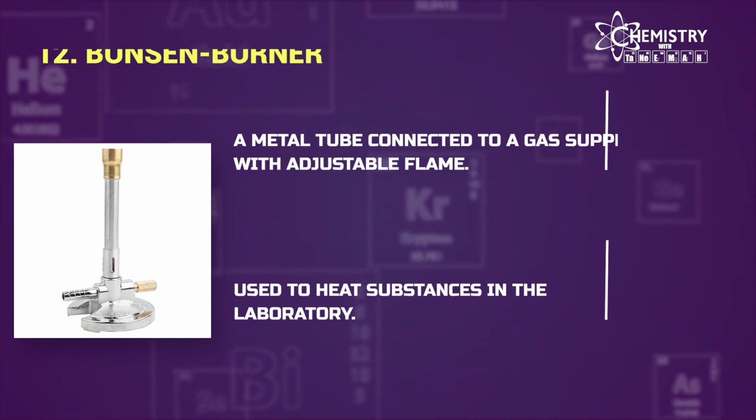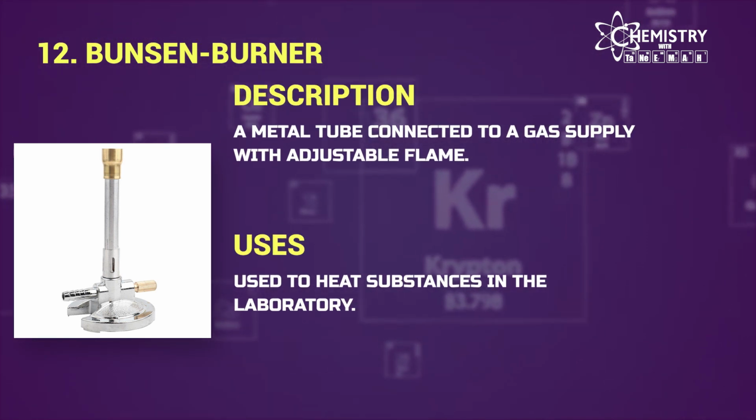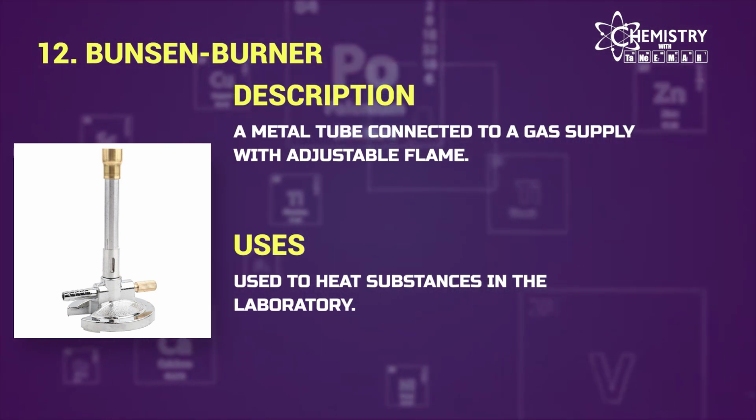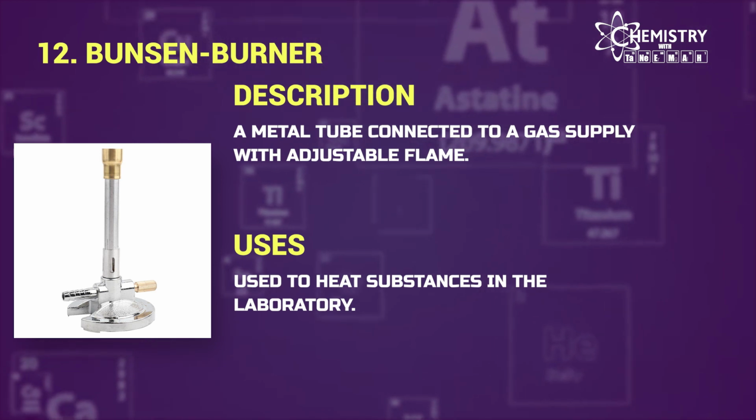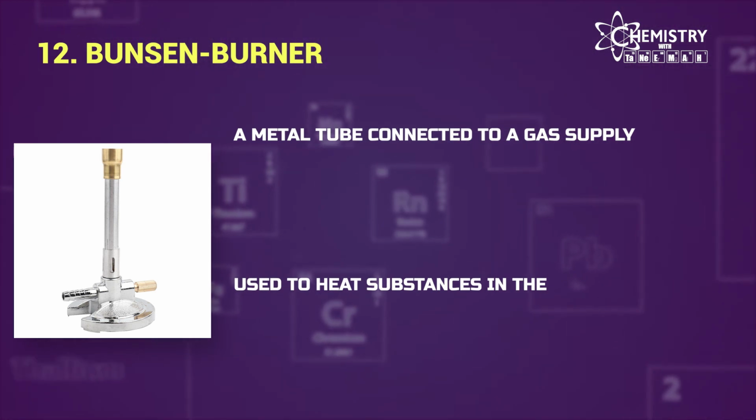Number twelve, Bunsen burner. Bunsen burner is a metal tube connected to a gas supply with adjustable flame suitable for heating substances in the laboratory.